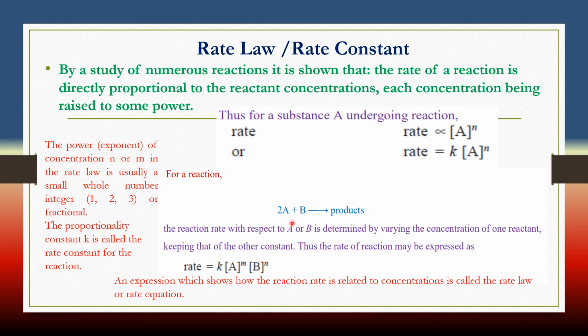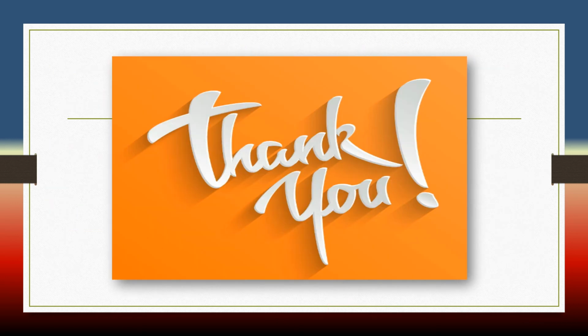For a reaction 2A plus B giving a product, the reaction rate with respect to A or B is determined by varying the concentration of one reactant while keeping the concentration of the other reactant constant. The rate of reaction may be expressed as rate equals k[A]^m[B]^n. The expression which shows how the reaction rate is related to the concentration is called the rate law or rate equation.